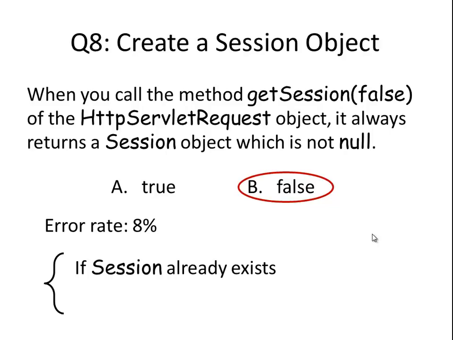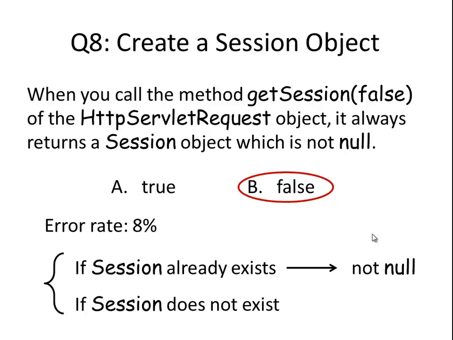The first case, if the session object already exists. Okay. Yeah. So you already created that session object associated with a client. Okay. In this case, when you call getSession(false), it will return that session object. So it is not null. But the second case, if the session does not exist, then this method would return null. Okay? Yeah. Due to the second case, the answer is false.